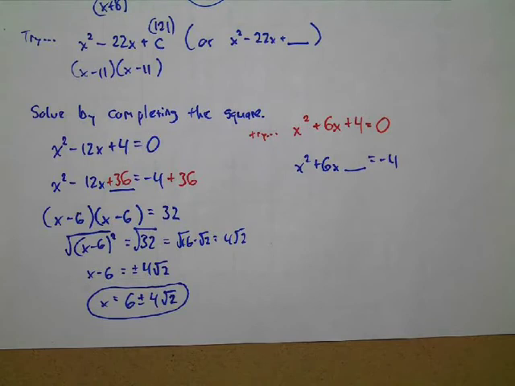So you start with a negative 4. So you added 9 to this side. So you should add what to this side? Okay, yeah, looking good so far. So that means x plus 3 times x plus 3 would be 5. So x plus 3 squared equals 5. You can solve it from there. Good job.